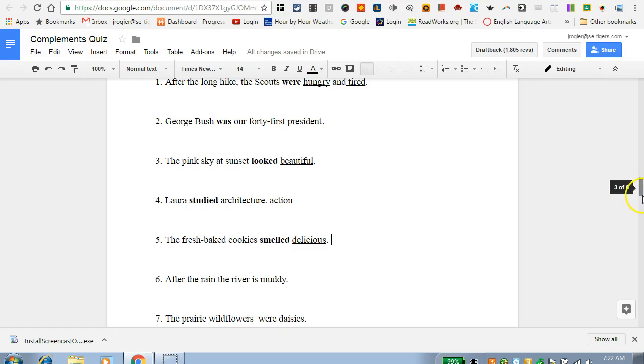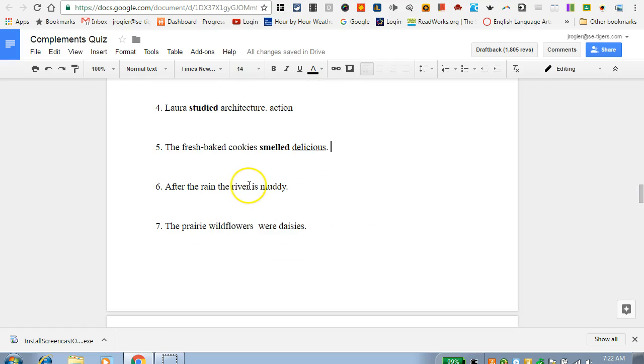Number 6, after the rain, the river is muddy. We have is as our linking verb. And then muddy describes the river. That's what the river is. And so that would be a predicate adjective.